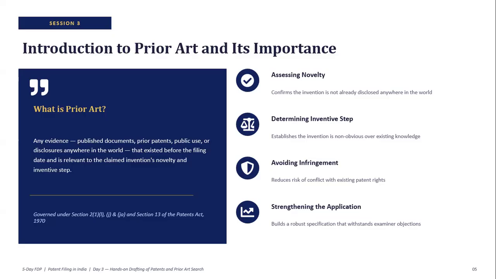The third thing is prior art searching helps in avoiding potential infringement risk by identifying existing patent rights and technologies. Finally, a well-conducted prior art search can help us to strengthen the patent application by enabling the applicant to prepare a technically and legally robust specification. Therefore, prior art searching should not be considered merely as a formality. It is an important part of the patent strategy.